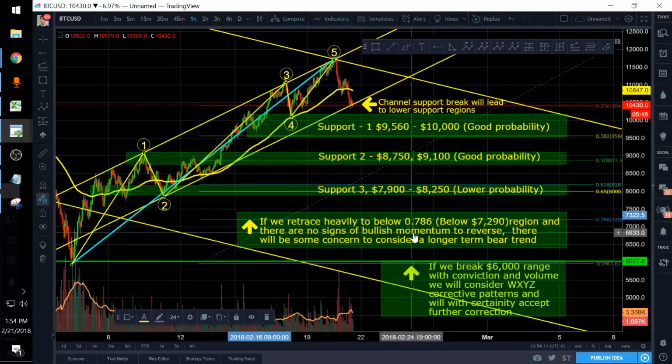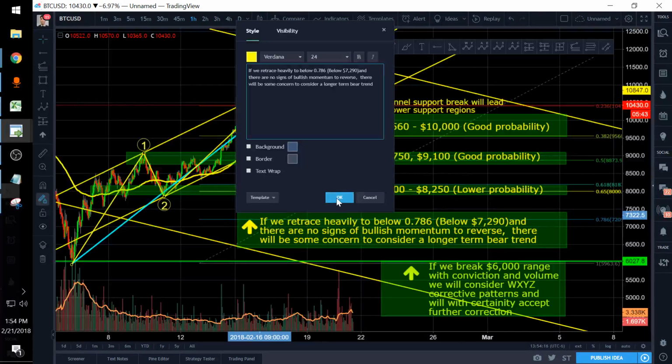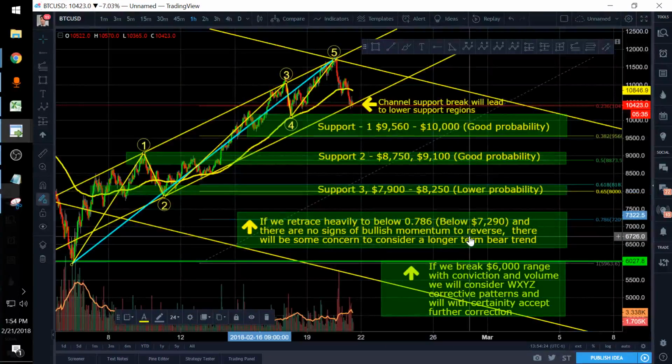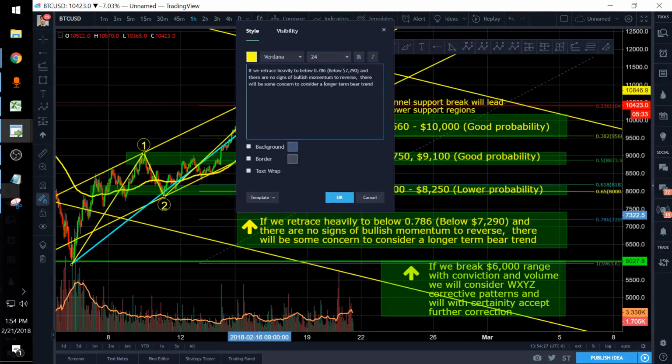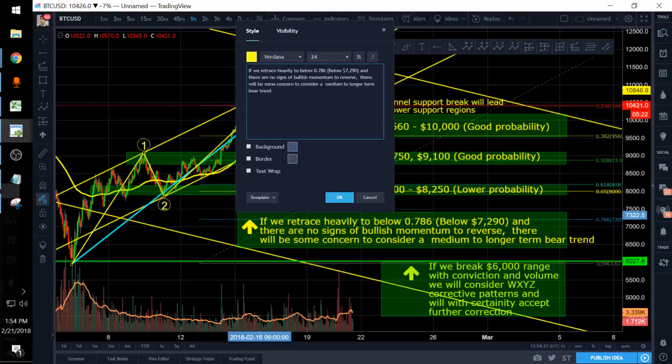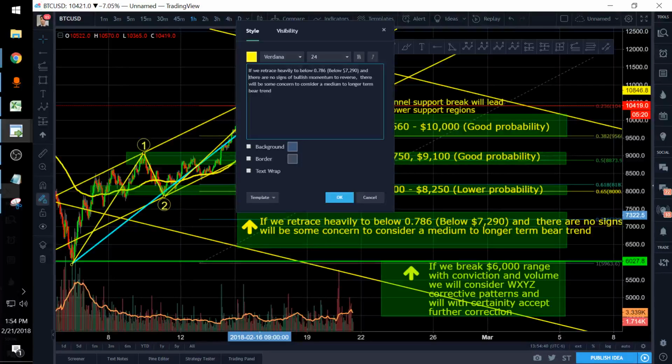If we retrace heavily below 786 region, below 7290, and there are no signs of bullish momentum to reverse, there will be some concern to consider a medium to longer term bear trend. I just want to be very clear about that. And there are no signs. There will be some concern.